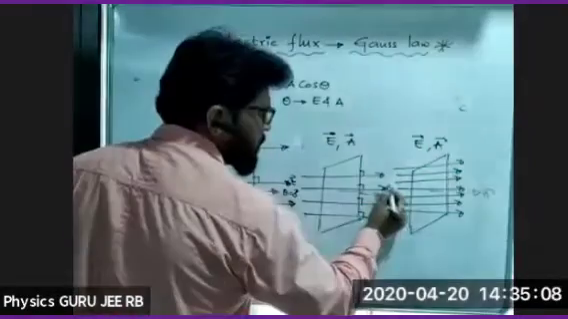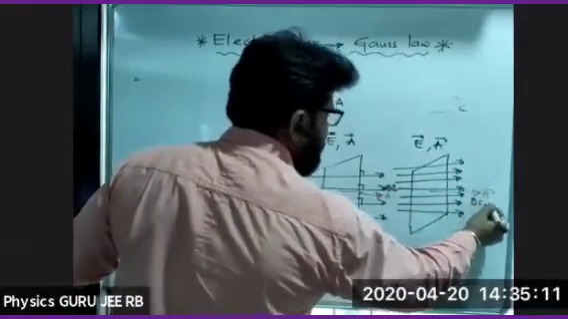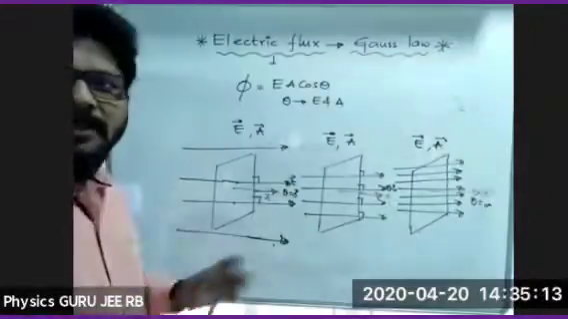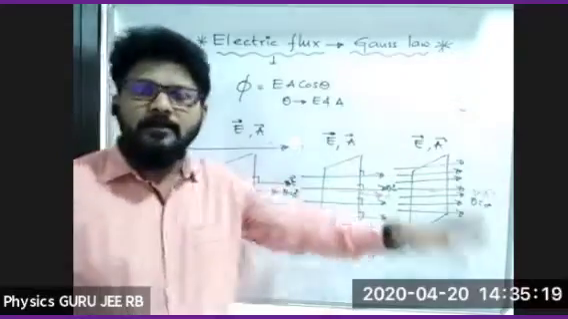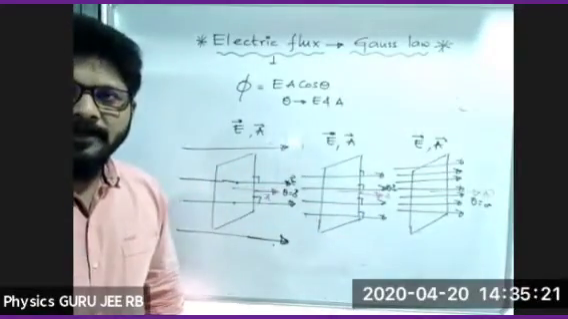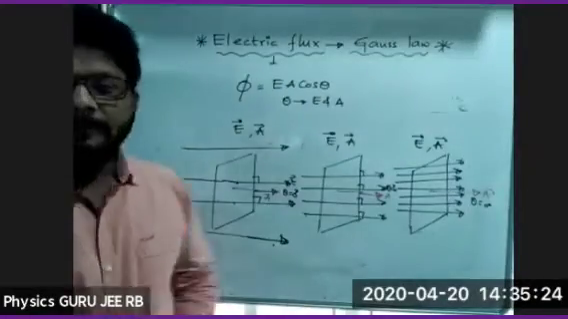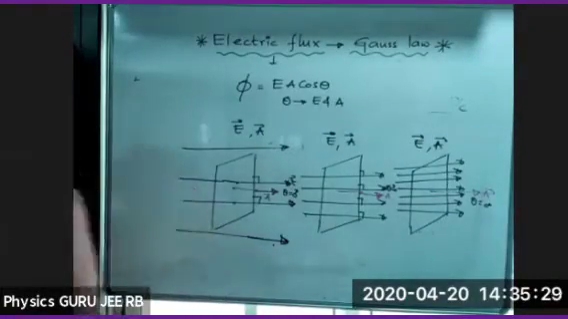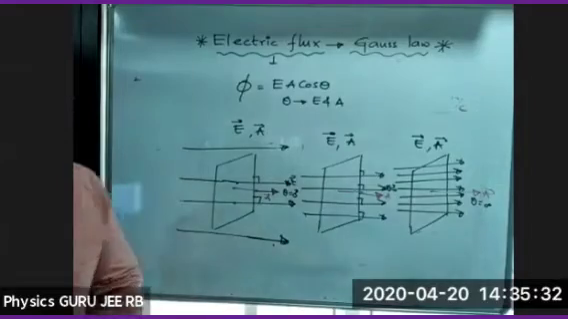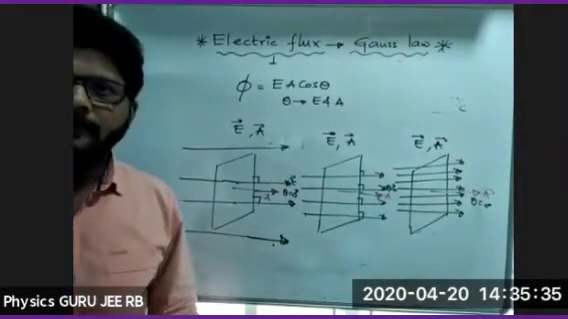Theta is equal to 0. Here theta is equal to 0. Cos 0 is how much? 1. So this is the maximum that we can send. Got it? Understood here? Understood or not? Can you tell me? Yes.